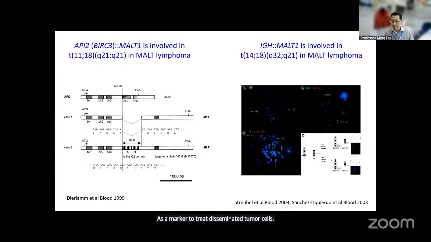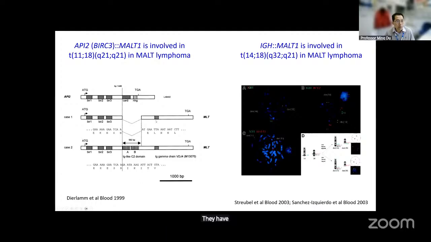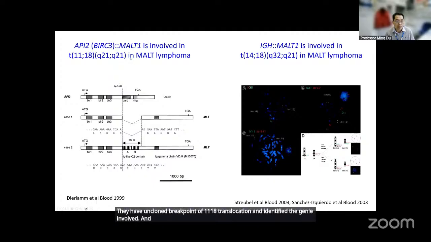In the same year, a study by Judy Steerlam from Belgium cloned the breakpoint of the 1118 translocation and identified the gene involved. This translocation causes a chimeric fusion between API2 and MALT1.